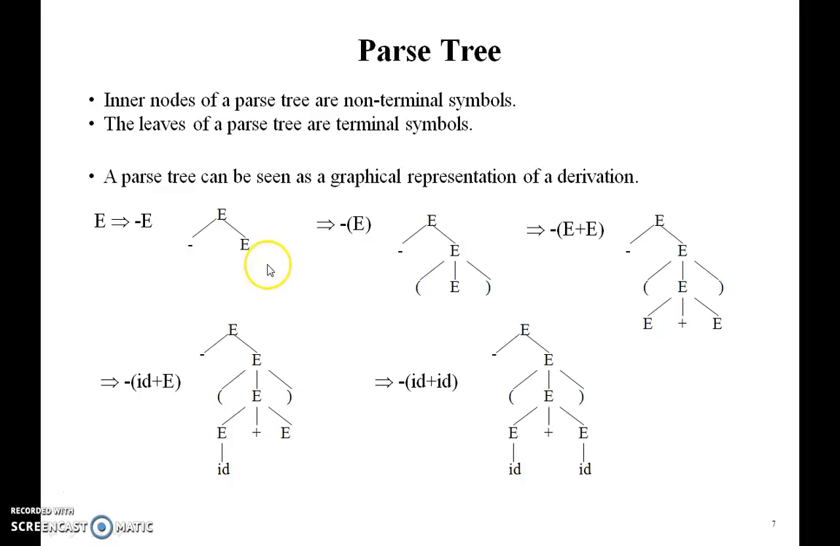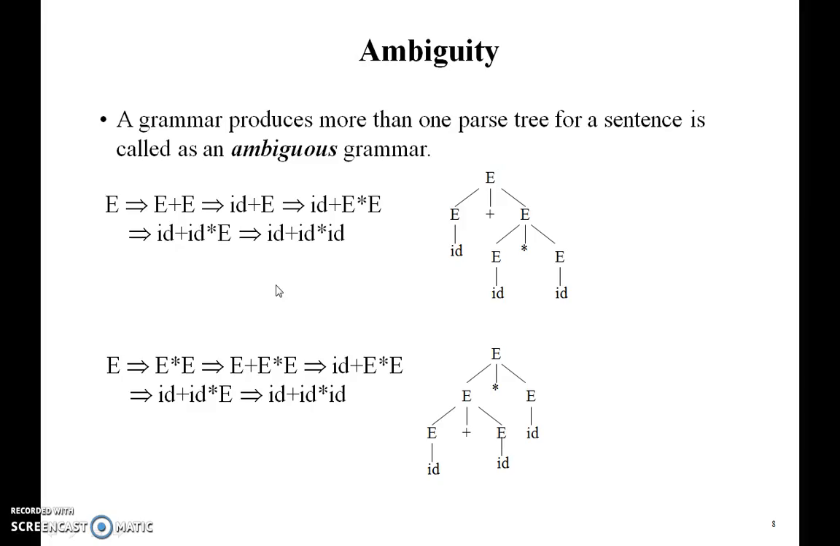This is the parse tree we have. This is the parse tree for this derivation. This is the parse tree for this derivation. Likewise, we construct a parse tree. The compiler will automatically construct a parse tree for the given equations.